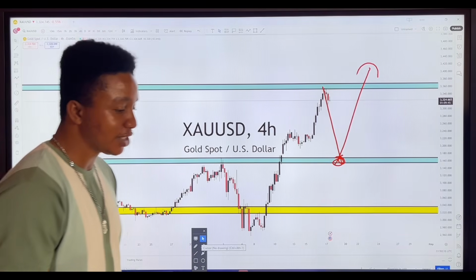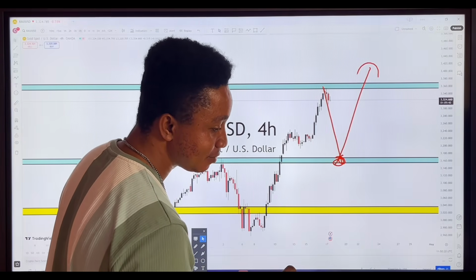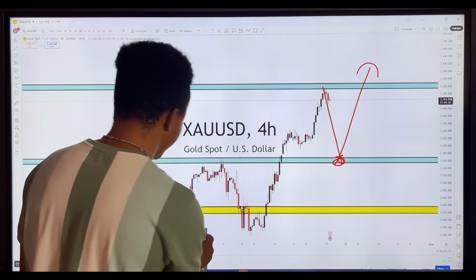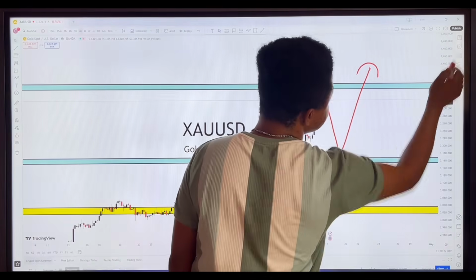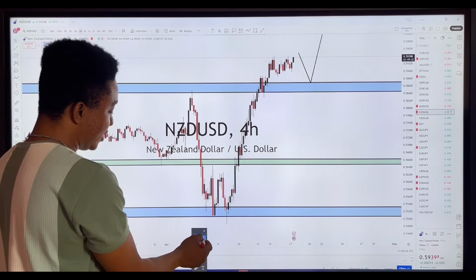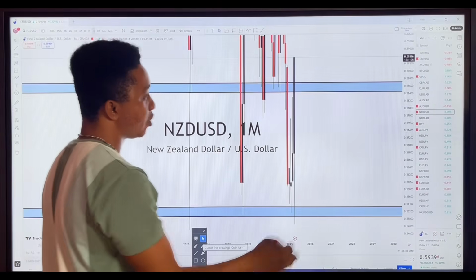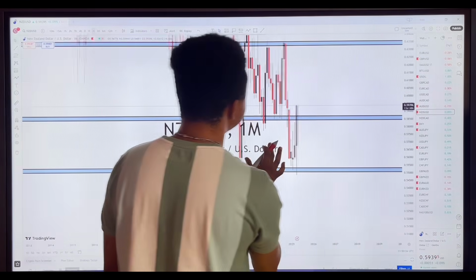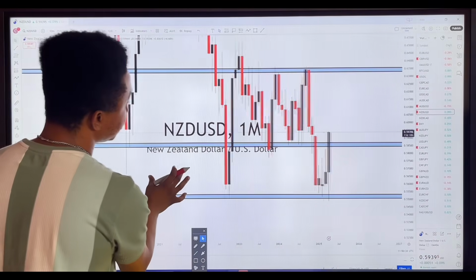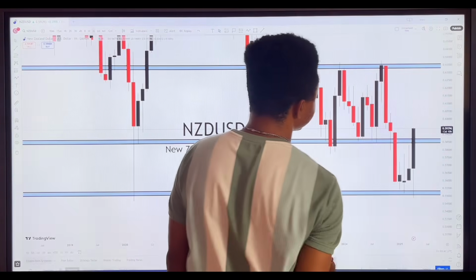Let's take it all the way to the next pair, which is going to be NZD USD. The last pair is going to be NZD USD. So let's talk about NZD USD from the higher time frame. You can see that I'm clearly looking for a buying opportunity on NZD USD. But let's talk about NZD USD right exactly here from the monthly time frame.